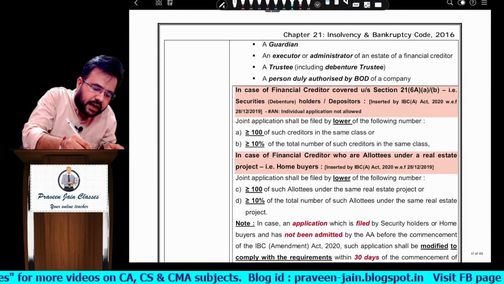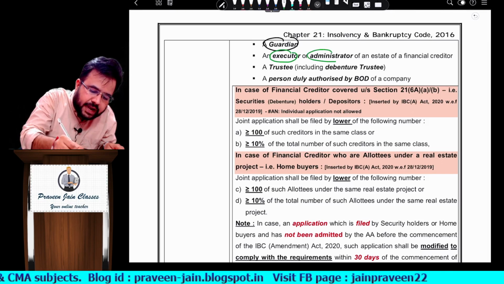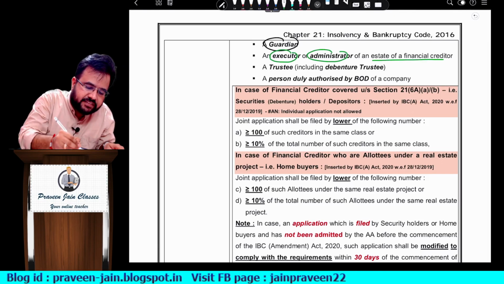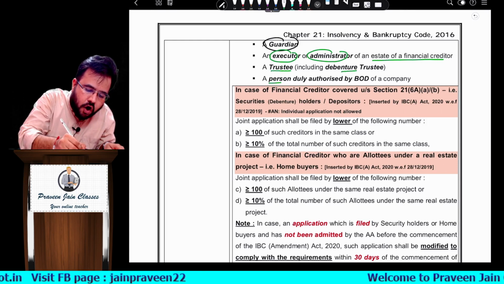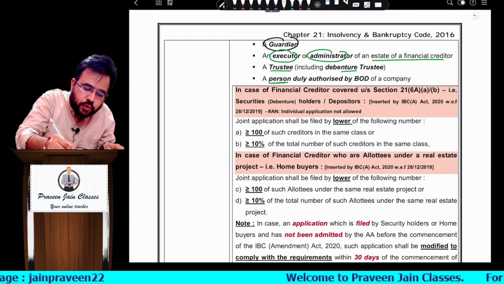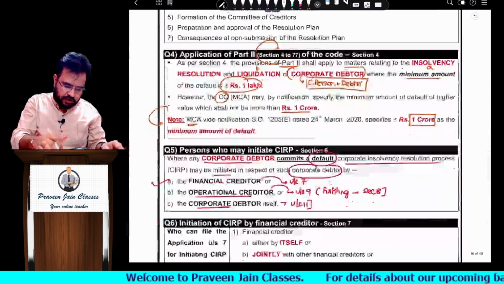here is guardian. Next person is executor or administrator of estate of financial creditor. Next is trustee, including debenture trustee. Fourth is person duly authorized by board of directors of the company. Okay, so what is that we are reading, sir?